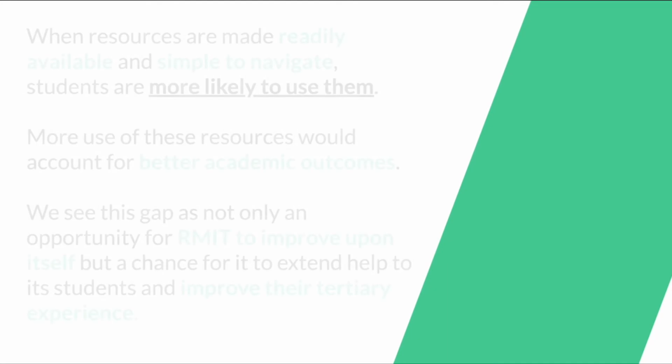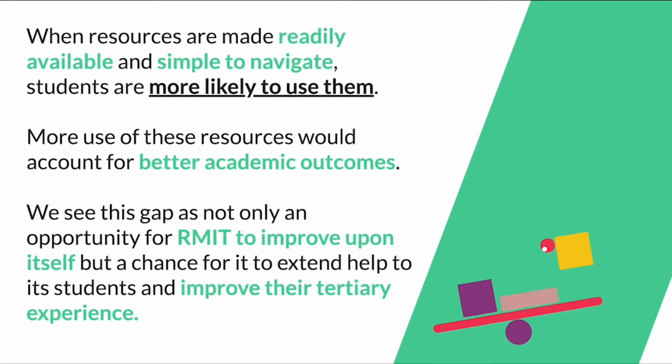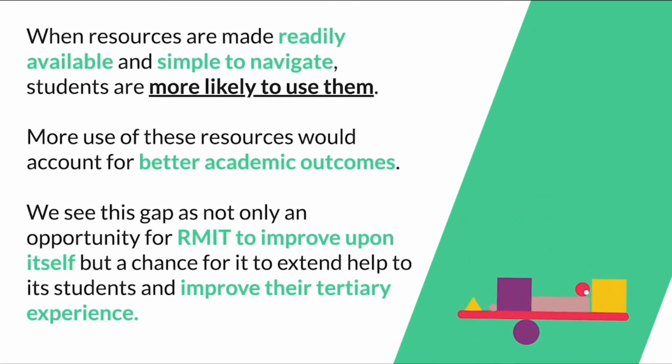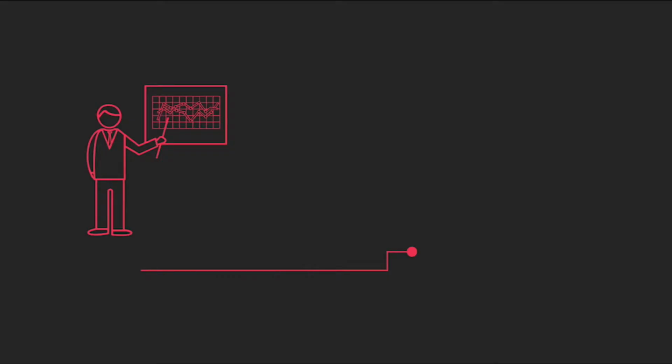We figure that when resources are made readily available and simple to navigate, students are more likely to use them. In turn, more use of these resources would account for better academic outcomes, which in turn positively adds to RMIT's reputation as a leading Australian university. We see this gap as not only an opportunity for RMIT to improve upon itself, but a chance for it to extend help to its students and improve their tertiary experience.